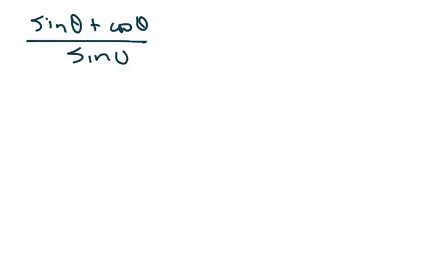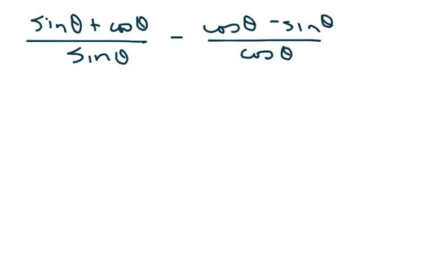Okay, we're going to do one more here. And it's very similar: sine of theta plus cosine theta over sine of theta minus cosine of theta minus sine of theta over cosine of theta equals secant theta, cosecant of theta. So basically it's almost the same problem. So it's what we had last time. So I'm going to do the same thing.